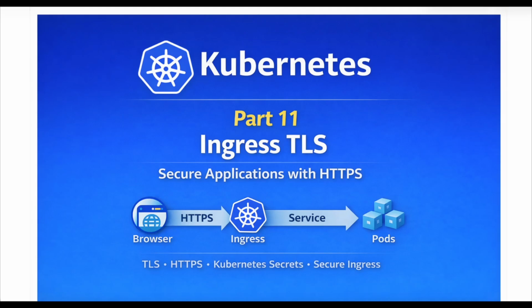Hi everyone, welcome back. In the previous video, we configured Ingress and used it to route traffic using paths like /app1 and /app2. That routing worked correctly, but the traffic was still plain HTTP. In real applications, traffic should be secure. So, in this video, we will secure our applications using TLS and HTTPS with Ingress.